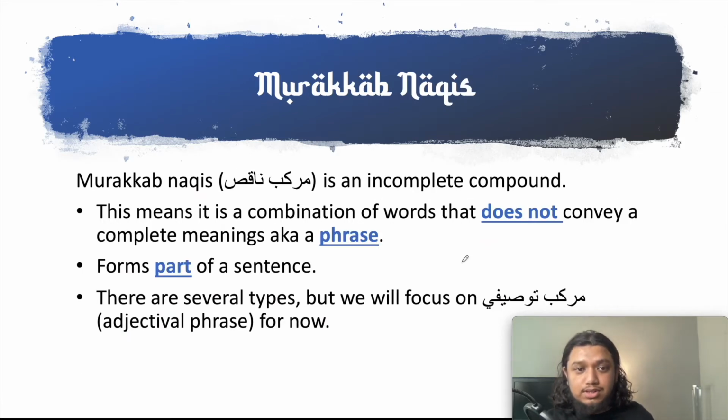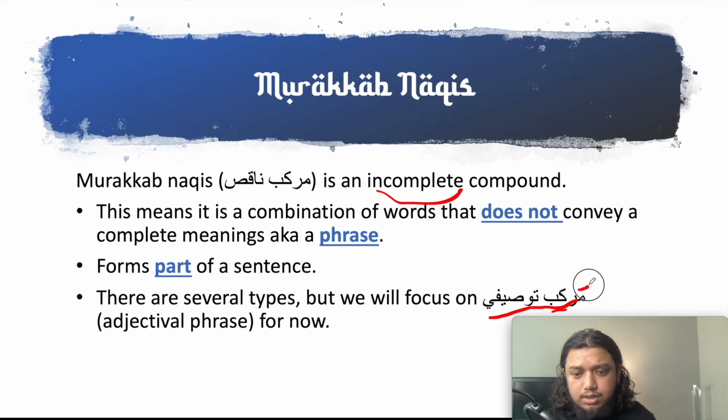So this brings us to murakkab naqis. If murakkab tamm is a complete compound, it only makes sense that murakkab naqis is an incomplete compound. This means it's a combination of words that does not convey a complete meaning. So in other words, it is a phrase. It forms part of a sentence. And there are several types of murakkab naqis, but for this lesson we will focus on one type, which is called murakkab tawsifi, and that is the adjectival phrase. So this is what we're going to focus on for today's lesson.